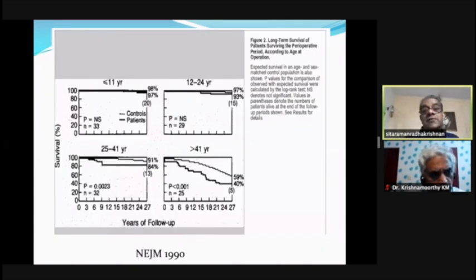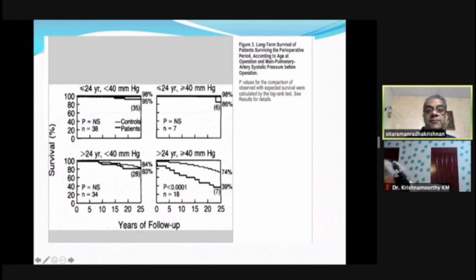This was a landmark study which was conducted in 1990 when we were all in the process of training, and now of course it is being criticized because it did not have a very large number of patients. Typically in congenital heart disease, if you look at these studies, they never contain a huge number of patients. But now the same study, which was at that point of time considered landmark, is now being criticized for having a small number of patients. They took two things: one is the age of the patient, and of course the pulmonary hypertension.